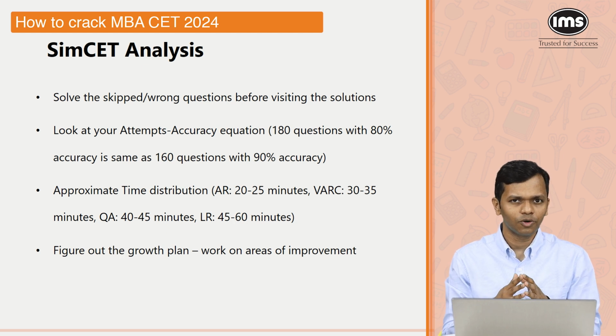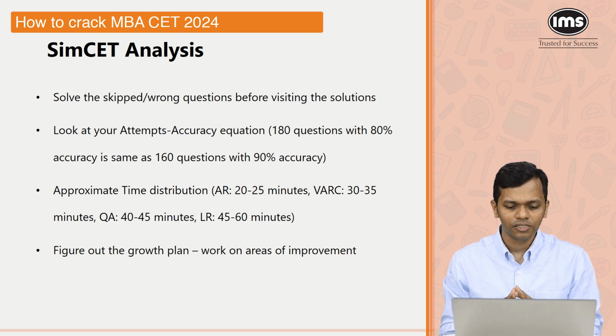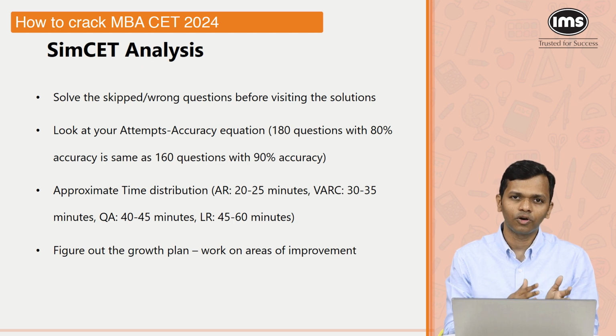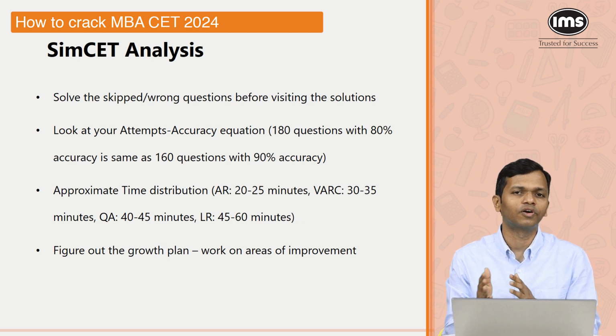So for abstract reasoning or visual reasoning, that number should be somewhere in the range of 20 to 25 minutes. For VRC, somewhere around 30 to 35 minutes. For quant, 40 to 45, and for LR, 45 to 60.